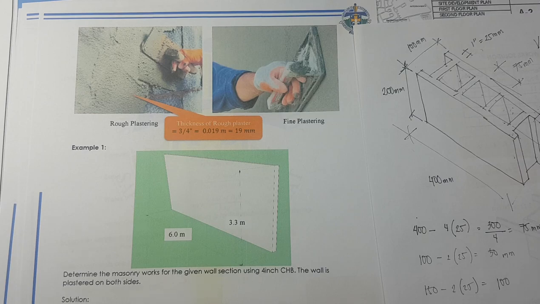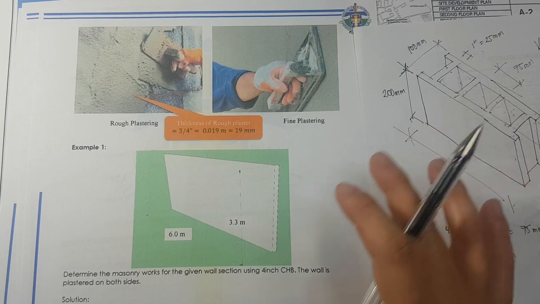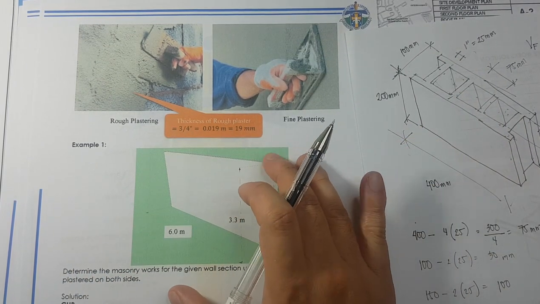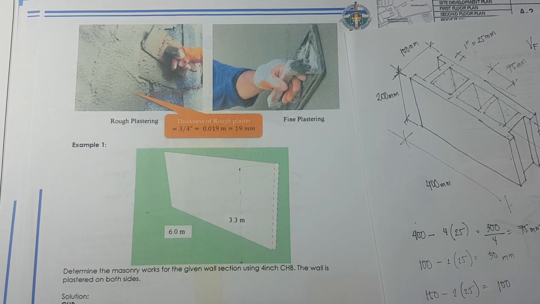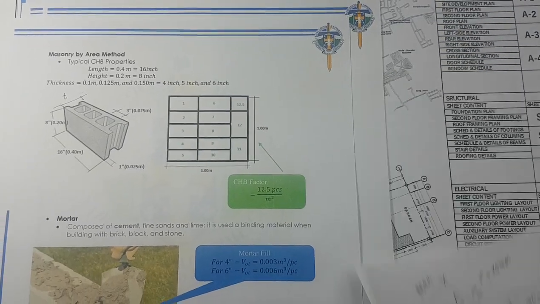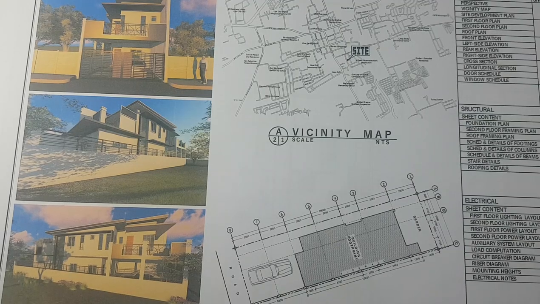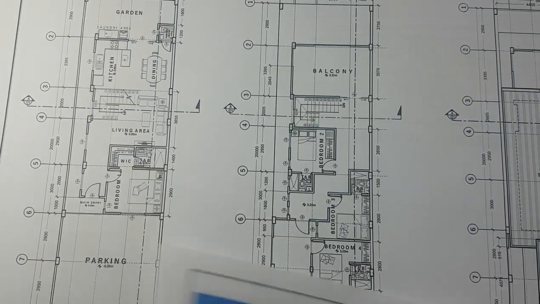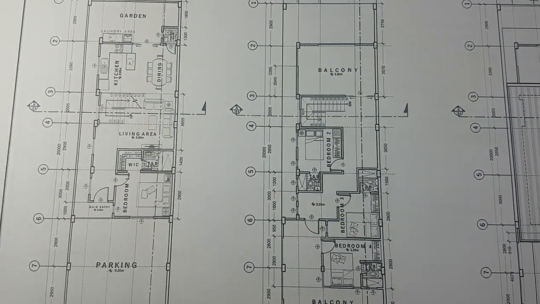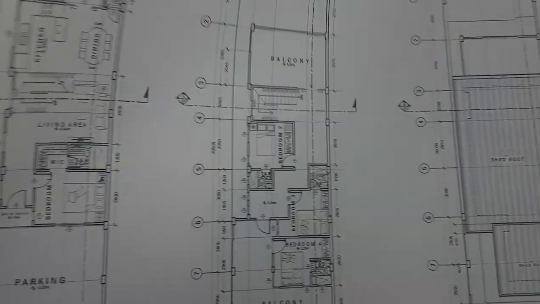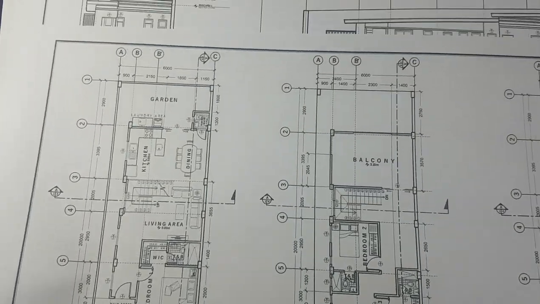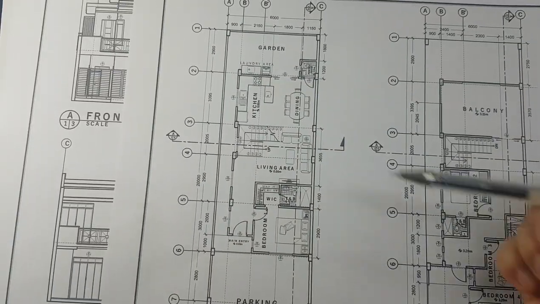So, the one in your module, let's try to read the one in your plan. Okay? You have the solution for this one in your module. So, let's check it in our plan. Okay, so this is our plan. Let's try to refer to our architectural plan. Okay, so this is A2. So from here, let's look at grid B.